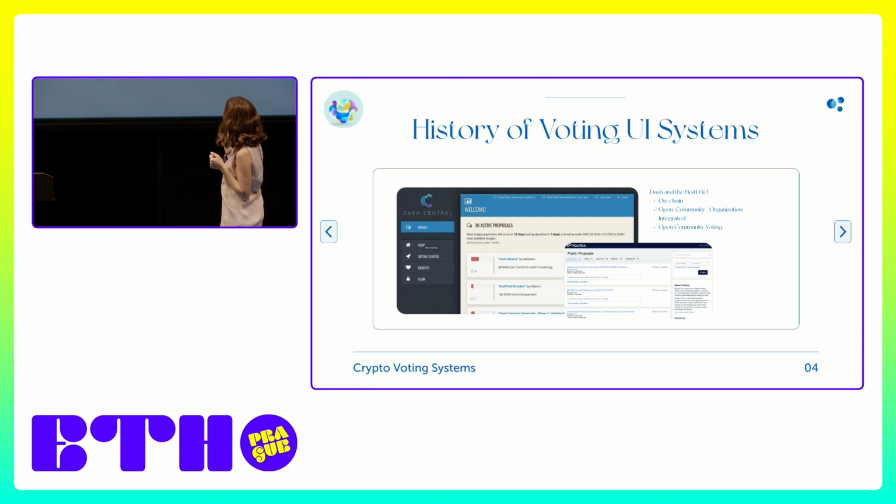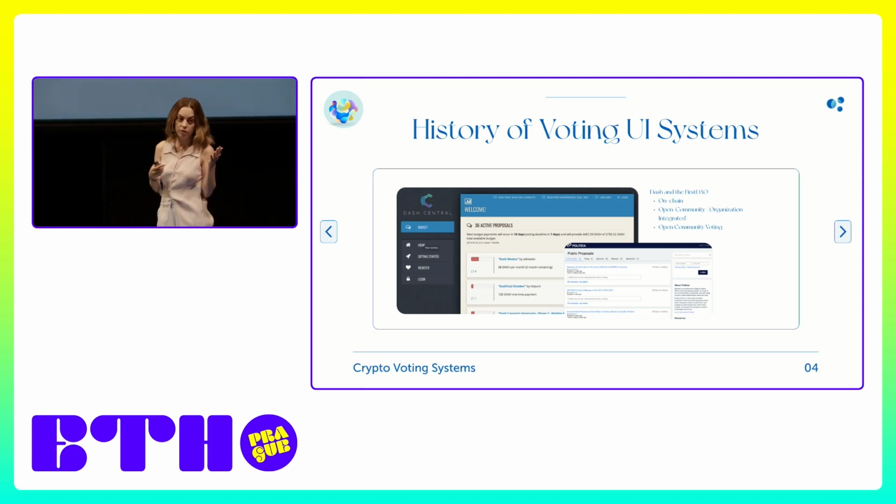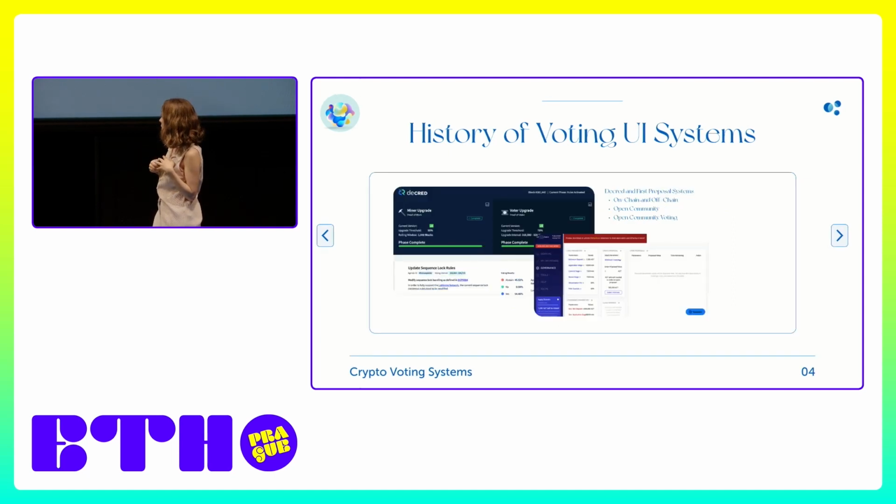This was Dash and the first DAO. They had an on-chain voting system, and it was open and community integrated. But you can see that as public proposals, there wasn't really a UI for them to vote, and there wasn't really a way to gauge information about the proposals past the initial proposal. So it's very closed. You don't have very much context as a user going into the voting process. This was the origination of how voting UI systems for governance started.